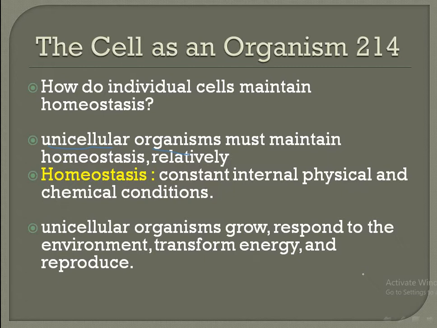So what do we mean by unicellular organisms? A unicellular organism is a cell which lives on its own. It grows alone and responds alone without using any other type of cell. It does not need other cells for its activity. It grows, responds to the environment, transfers energy and reproduces, all alone. So unicellular organisms are cells which live on their own.